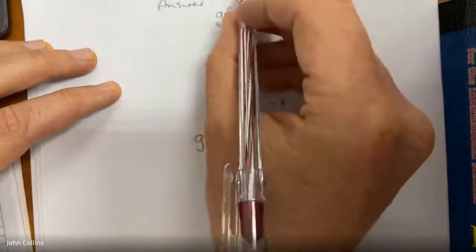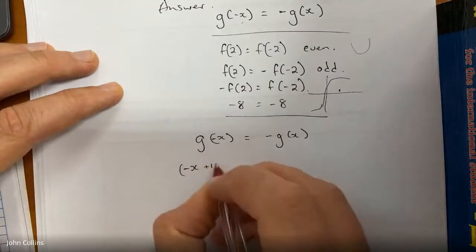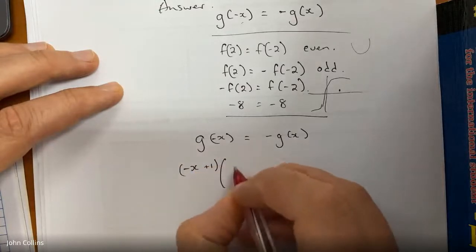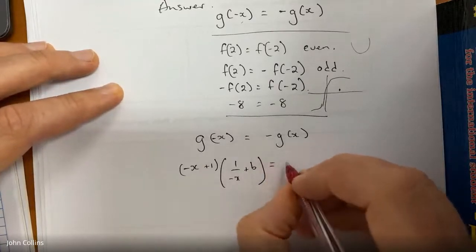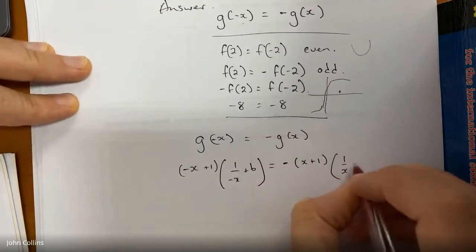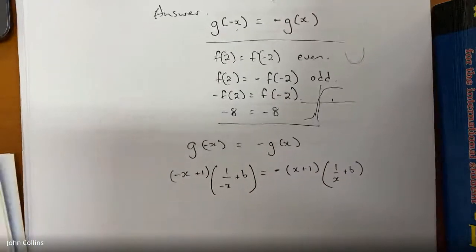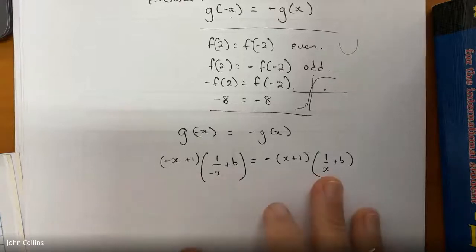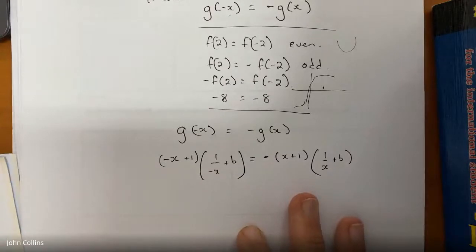Okay, so I'm going to replace in my original function the x with a negative x. So negative x plus 1 on this side times 1 over negative x plus b. And I can say that that equals negative times (x plus 1) times (1 over x plus b). This is going to be another one of those tricky multiplications. But if I know left-hand side equals right-hand side, I should be able to find out a value for b because these two sides should be identical.